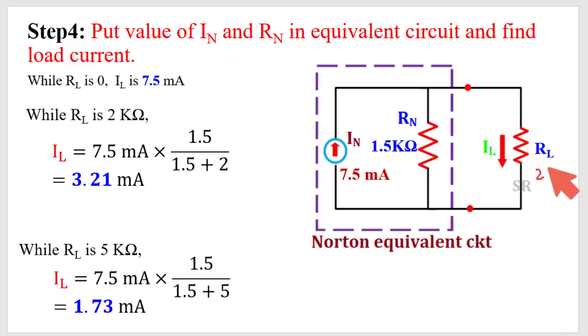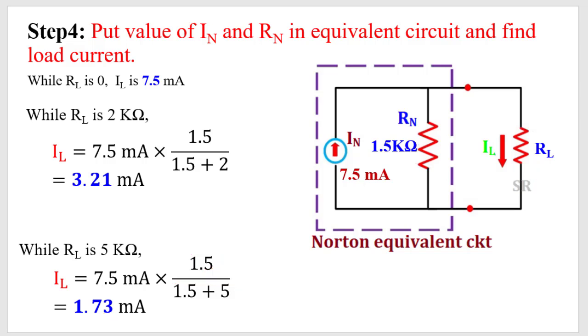When RL is 2 kilo ohm, what will be the IL? IL will be the opposite side resistance divided by this resistance plus this resistance, multiplied by the main current 7.5 milliampere. Ultimately IL is 3.21 milliampere. When RL is 5 kilo ohm, in the similar way, the opposite resistance divided by the summation of the two paths' resistance, multiplied by the main current 7.5 milliampere. Ultimately I got 1.73 milliampere. This is the load current.